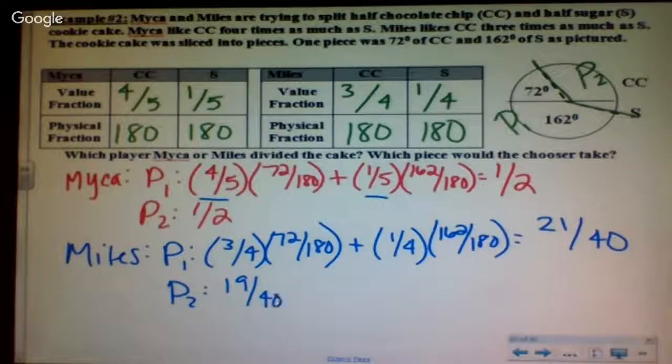Okay, so we have some questions that it wanted us to answer. Which player, Micah or Miles, divided the cake? Who's your divider? Micah, why? Because he's got it even. Because they cut it evenly. So this is your divider. And finally, which piece is my chooser going to take? Miles wants piece 1. Piece 1. It's bigger. 21/40 is bigger than 19/40.